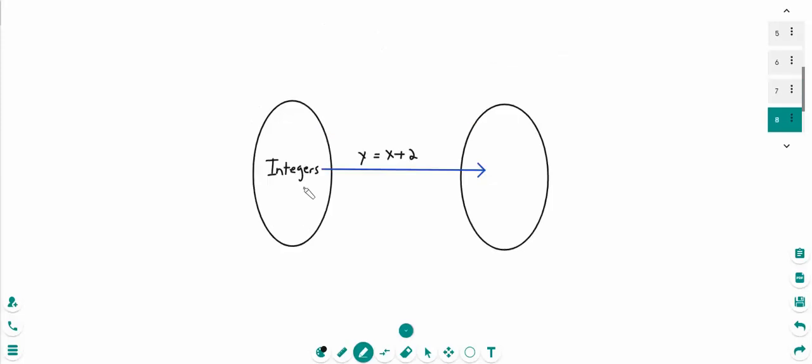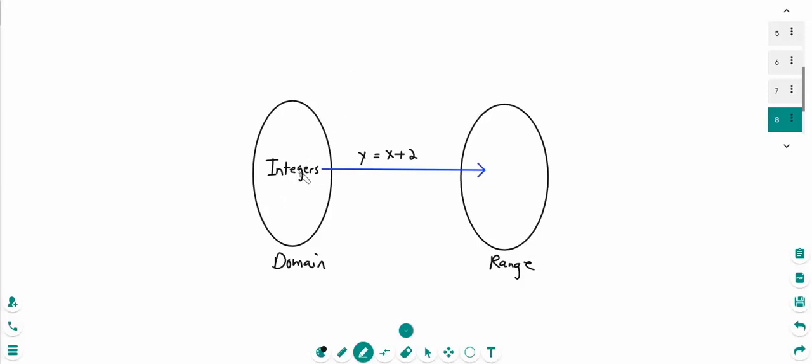Okay. How about this one? This is kind of an interesting one. We have our domain here, and we have our range here. Okay. And so basically what this is saying is this first set includes all the integers. So think of any integer you'd like that is in here.